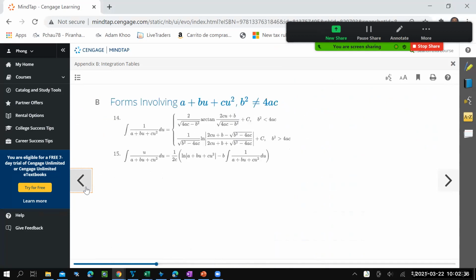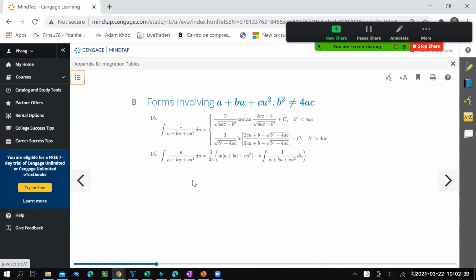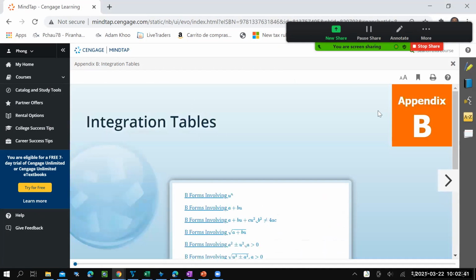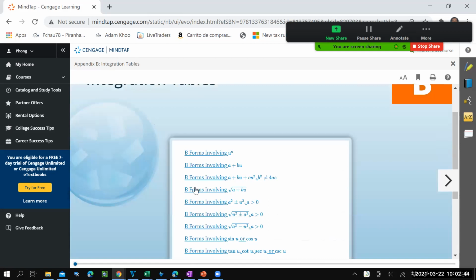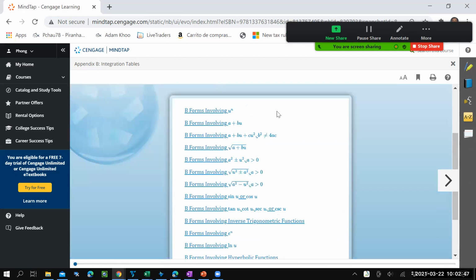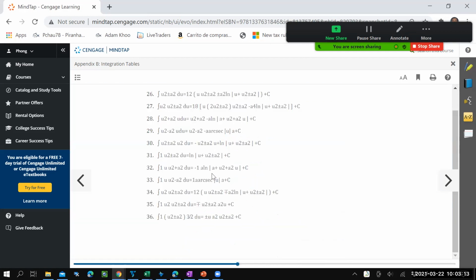When you get to Appendix B, you have all these integrations, and the formulas are grouped into special categories. The first one involves the power n, this one involves the linear form a plus bu, that one is quadratic, that one is a linear inside the root, and you have the sum or difference of squares inside the root. We click on it, and these are the formulas.